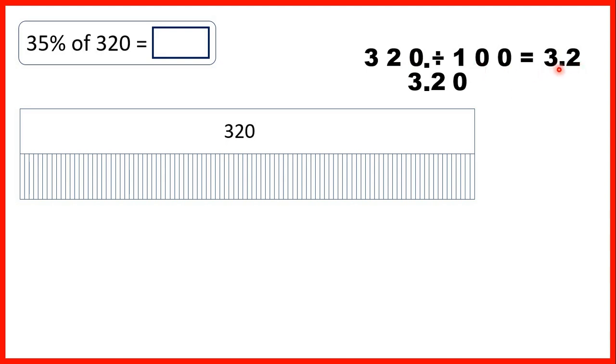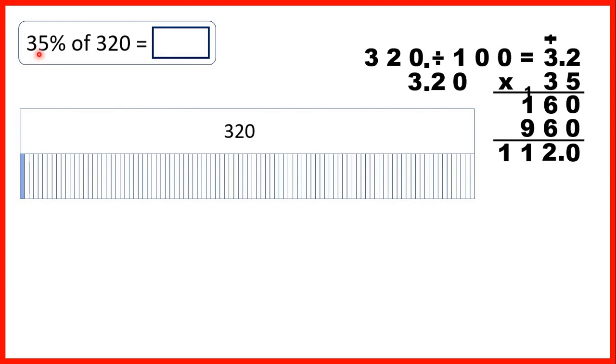and when we divide by 100, that's the same as finding 1%, so we can colour one of our 100th bars. Then we multiply by 35, and that gives us our answer. And what we're doing when we multiply by 35 is taking the 1% 35 times. So, because we get 112.0, we can represent what we've shaded in blue as 112, and that's our answer.